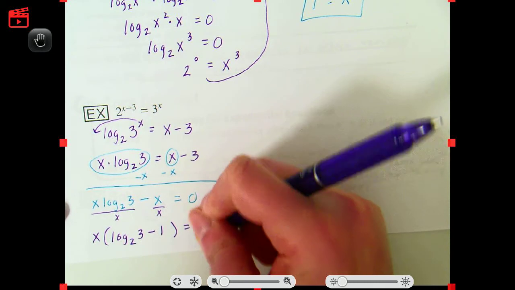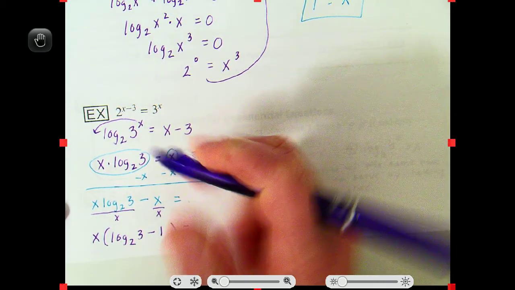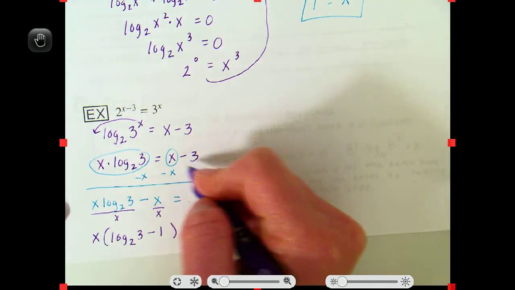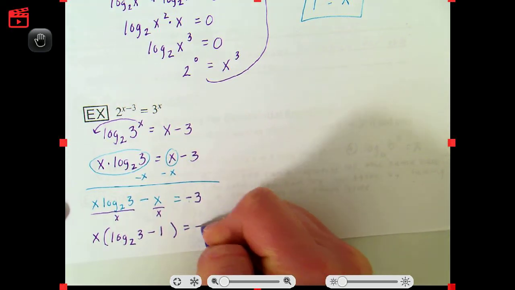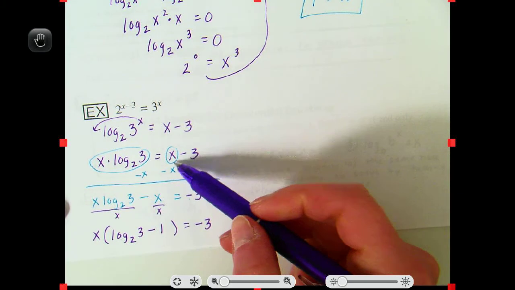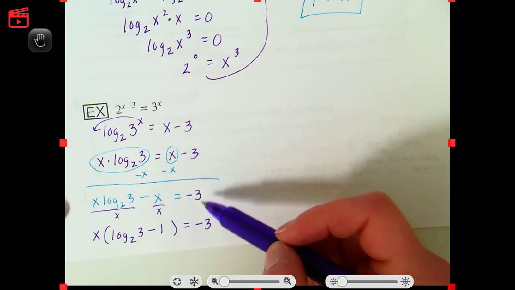Oh, and look what I did. I made a silly mistake. I forgot that that was a negative 3. So I have these erasable pens. They're fabulous. So when I subtracted my x over, that should be a negative 3. Goodness gracious, that would have ruined the whole problem. So again, I subtracted my x over. I still have a negative 3 on this side. But when I got my x's together, I could factor out the x.